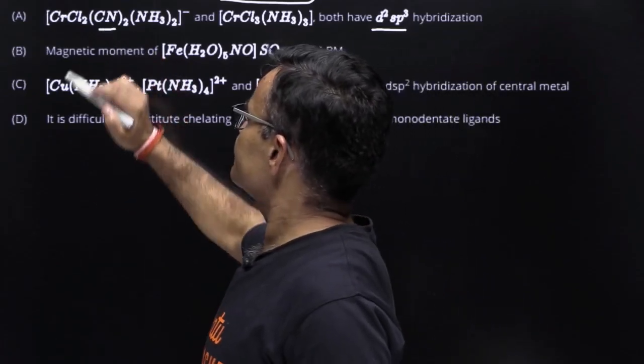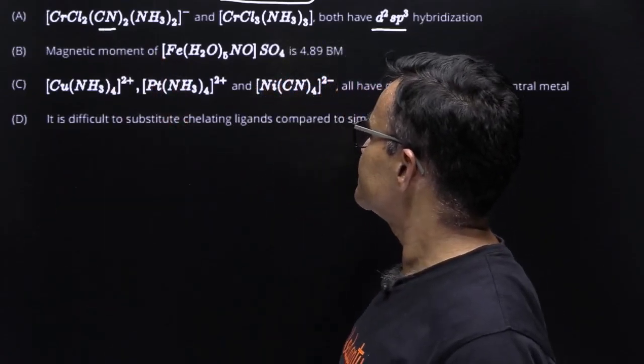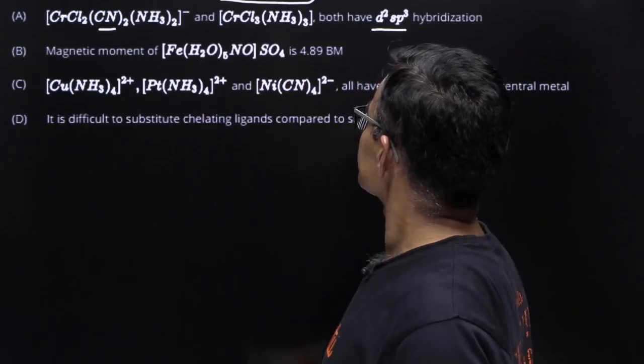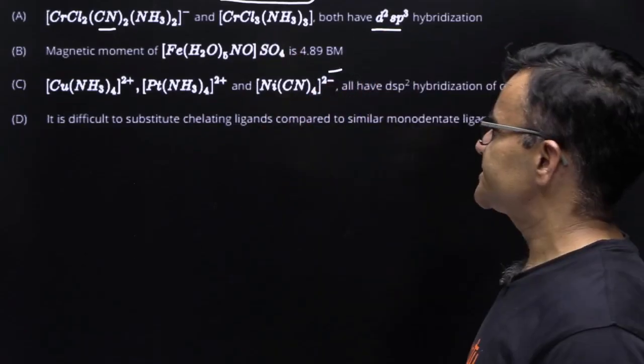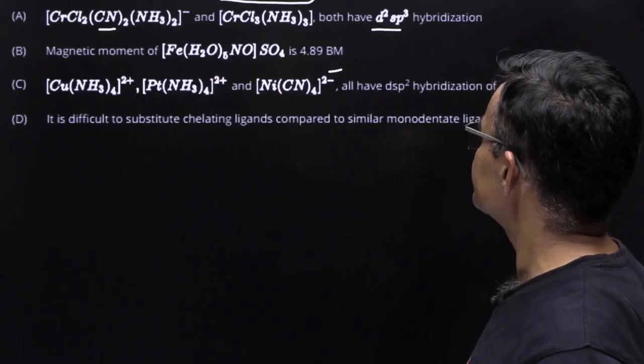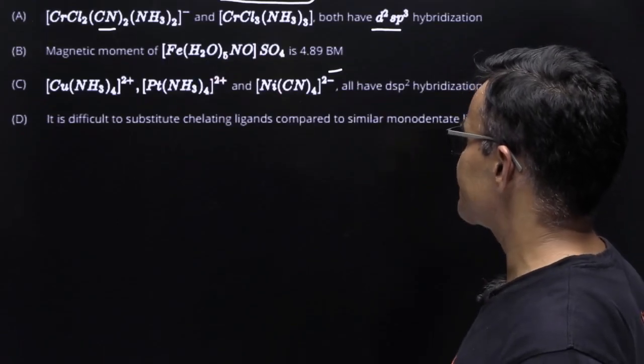साइनाइड है, स्ट्रॉन्ग फील्ड लिगेंड है और क्रोमियम यहाँ पे 3 है, तो डेफिनेटली इट इज गोइंग टू बी D2sp3. यहाँ भी वही बात है, दोनों D2sp3 हाइब्रिडाइजेशन. सेकंड स्टेटमेंट की बात करें तो FeH2O5NOSO4 is 4.89 bm इसका मैग्नेटिक मोमेंट.